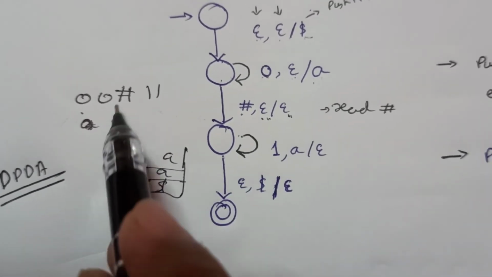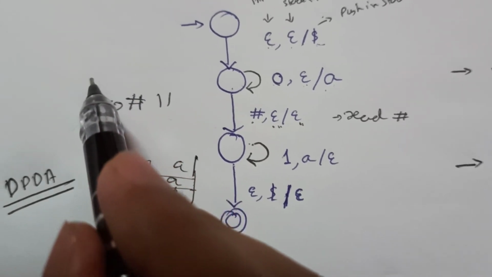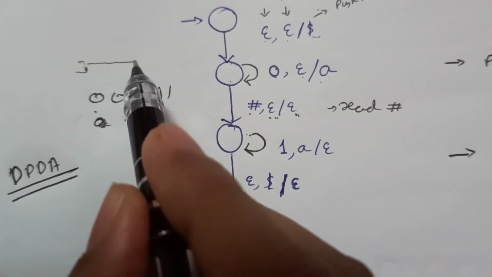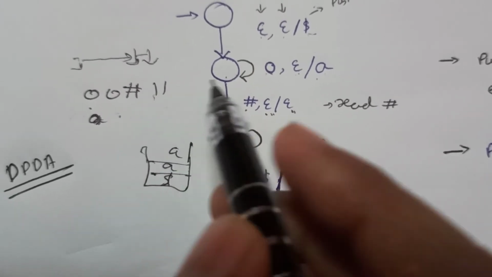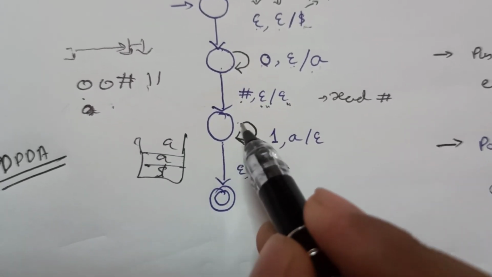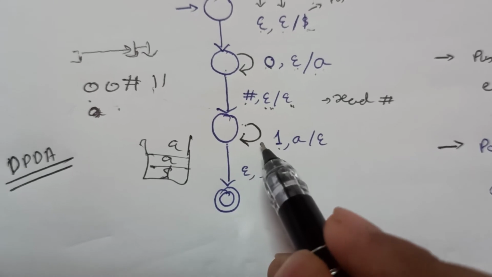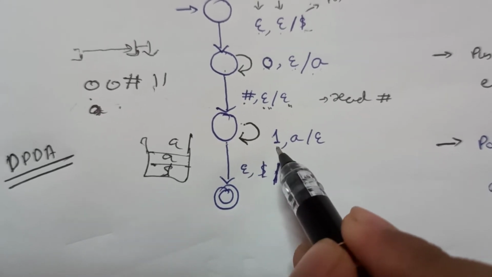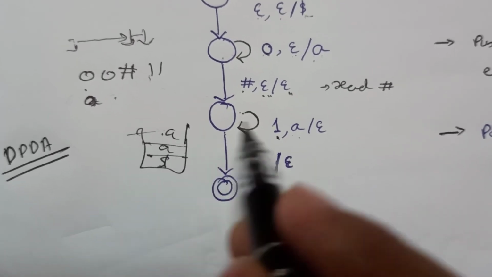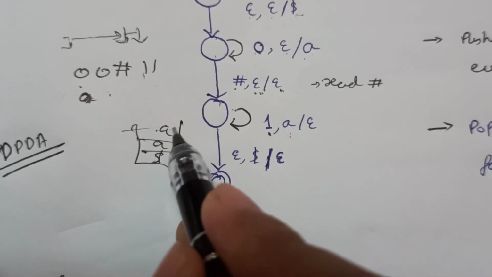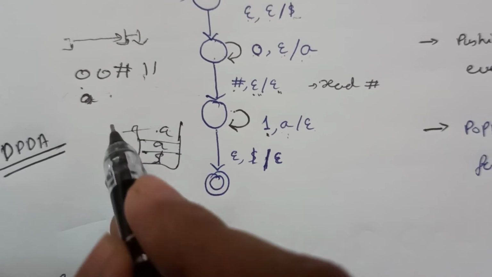Okay, so this hash is also now done. Now the read-write head goes to hash, and then it moves to this next one. Here there is a self loop for 1 also. Whenever the input symbol is 1 and the stack top is a, we replace this a with null. This means we are popping this a.